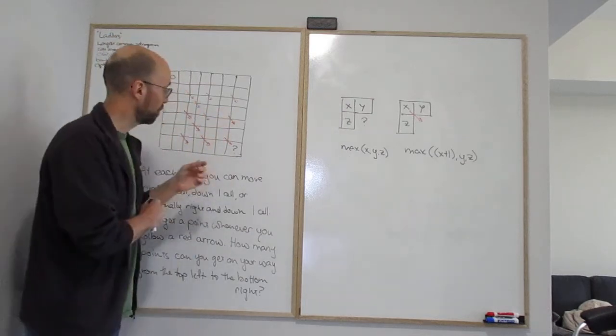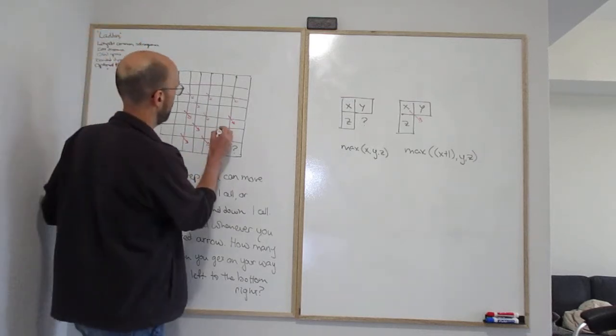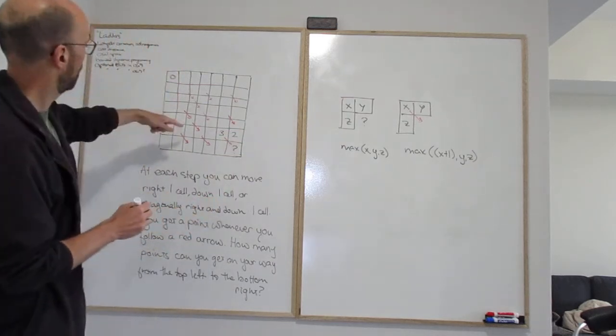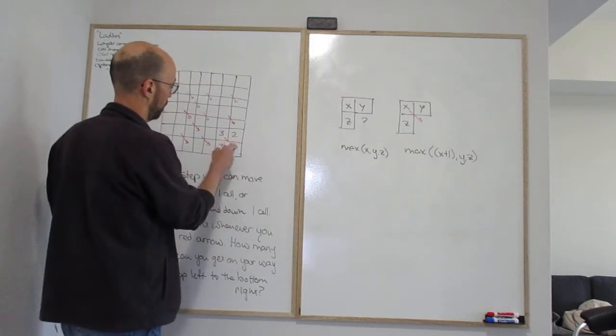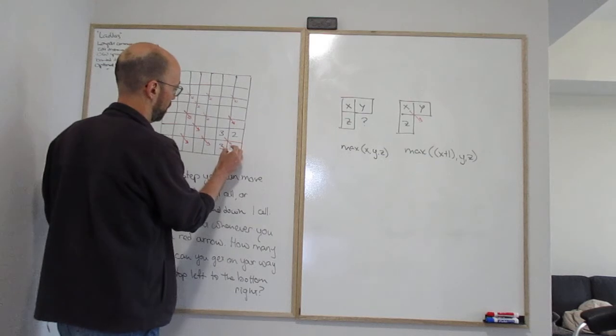So in this case, if the prof told you this is a 3, and this is a 2, and this is also a 3, then you say, "Okay, well, this is going to be a 4." Okay, so you can get it.